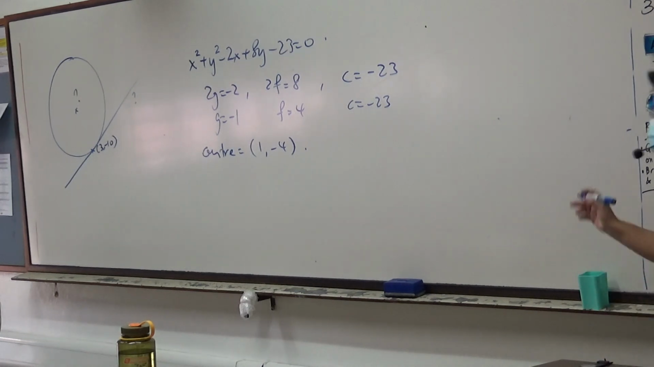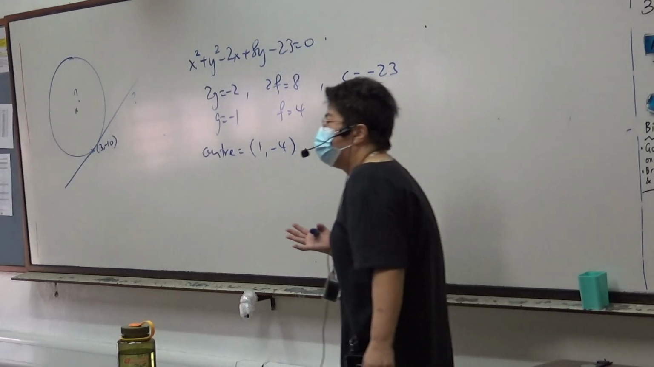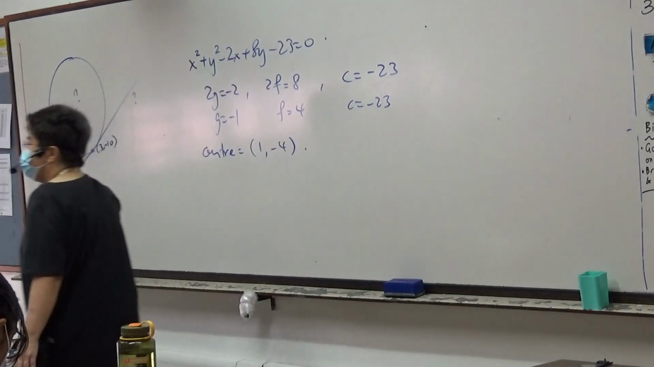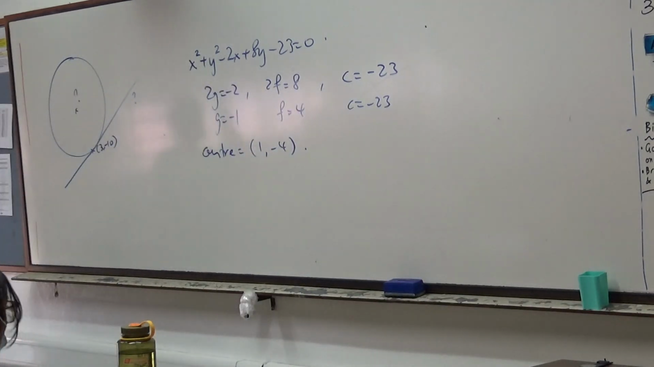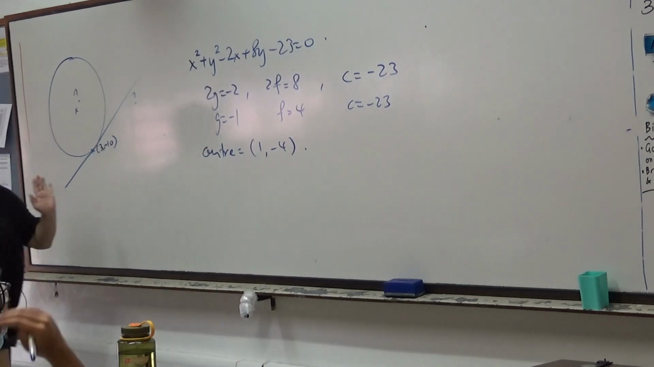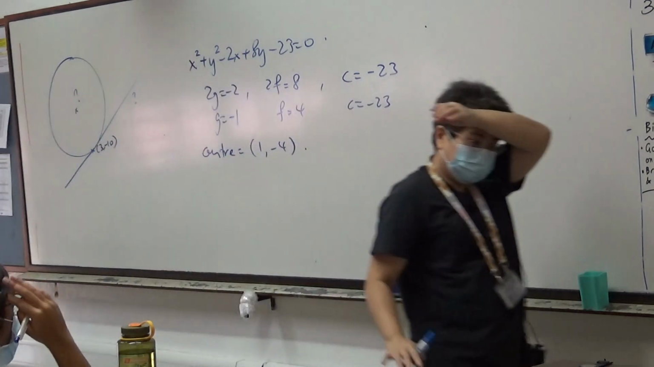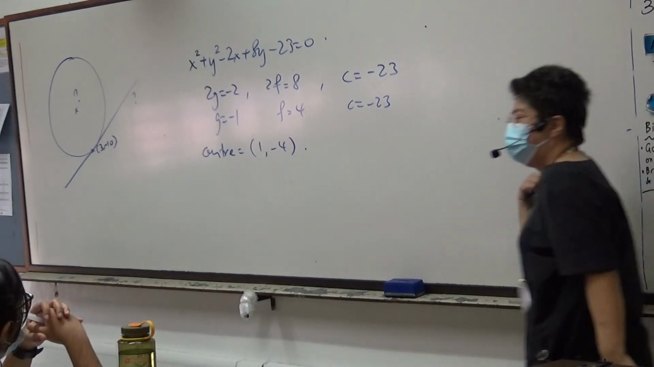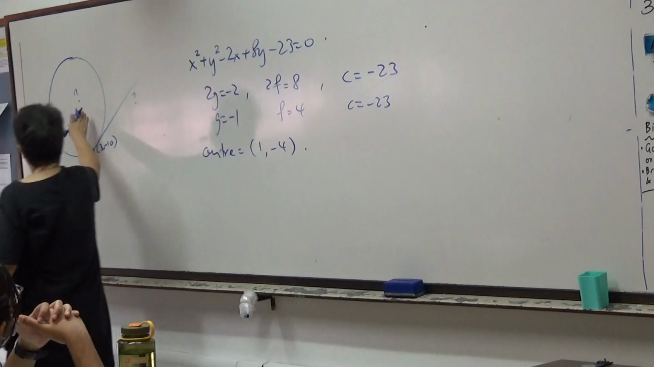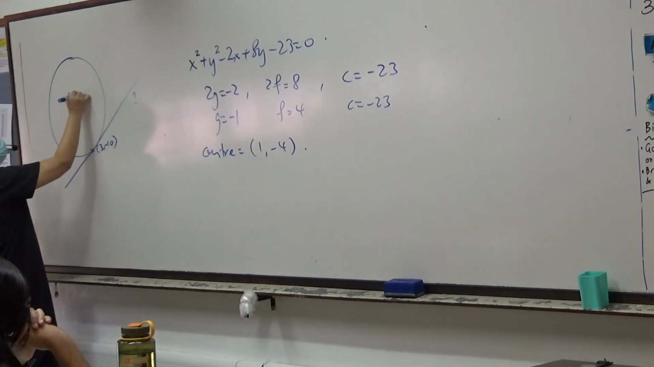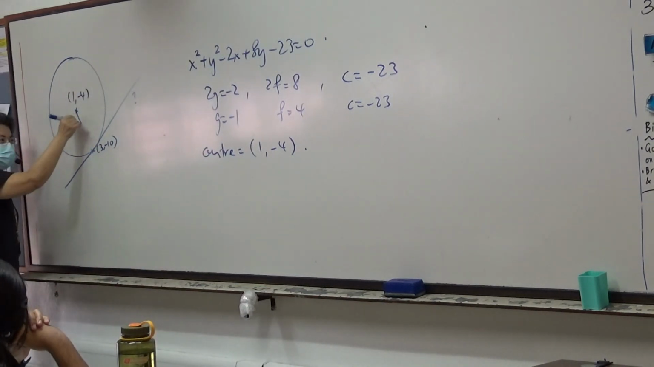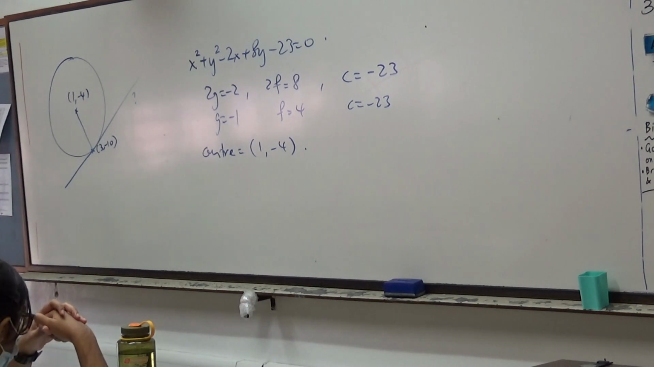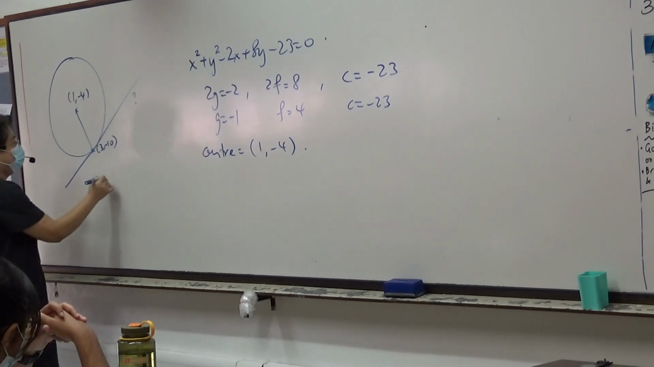Am I right? Now, what is the question? Can you tell me what is the question? You see, you cannot do that, you forget the question. They say find what? The equation of the what? Tangent at the point (3, -10), right? Now, I know this is (1, -4). I can find the gradient of this, right? Correct.